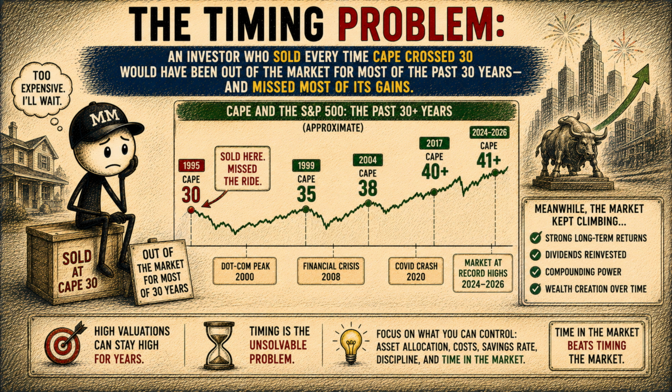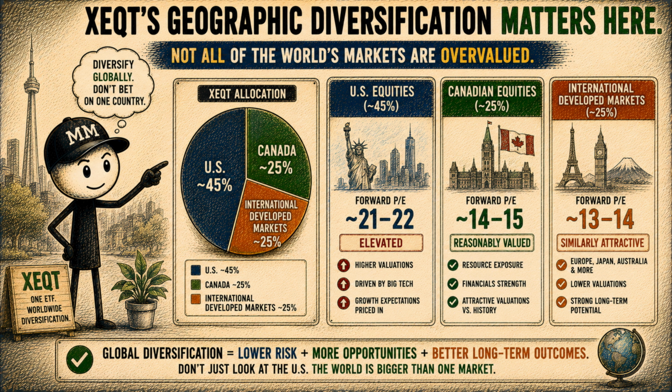The specific implication for a Canadian investor holding XEQT: it holds approximately 45% U.S. equities, giving significant exposure to the elevated S&P 500 valuations. It also holds approximately 25% Canadian equities, approximately 25% international equities, and approximately 5% emerging markets, all of which are at considerably lower valuations than the U.S.